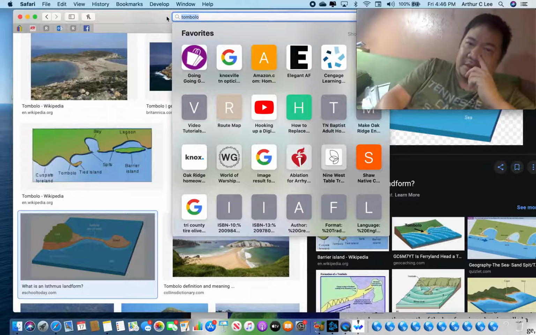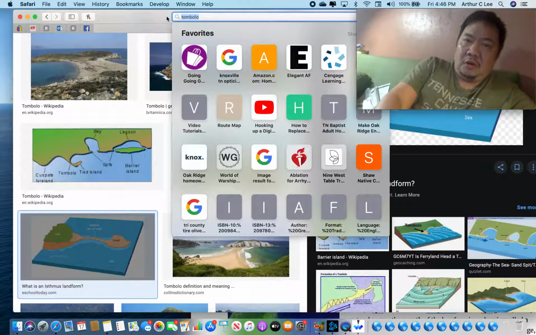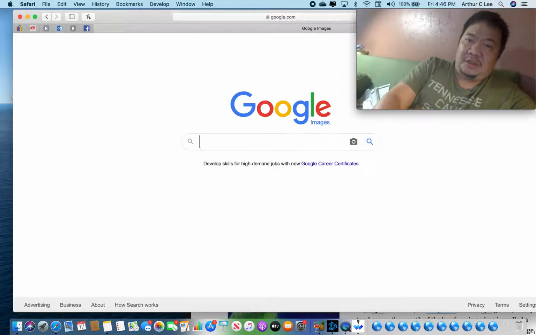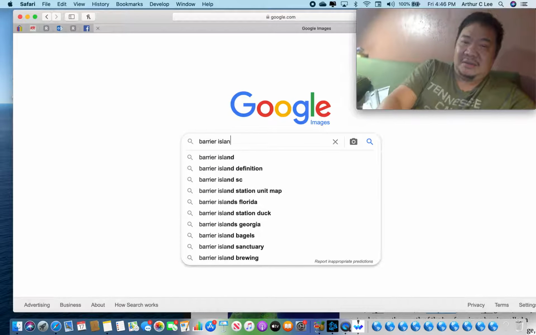Now let's take a look and see what a submergent coastline looks like, our east coast or our Gulf Coast. A submergent coastline is going to have barrier islands.